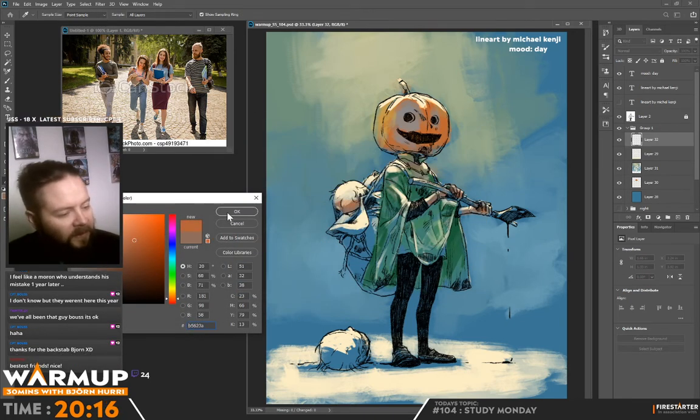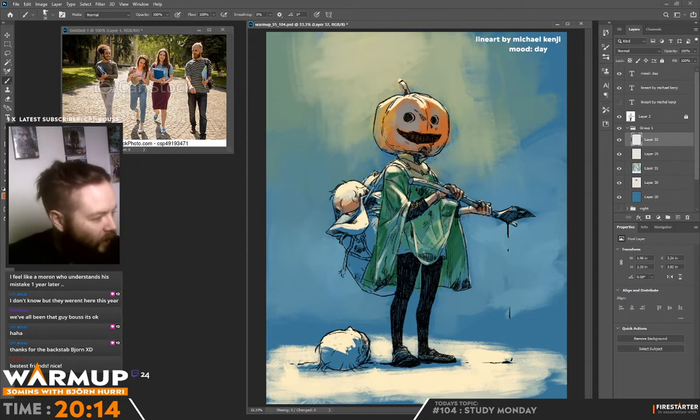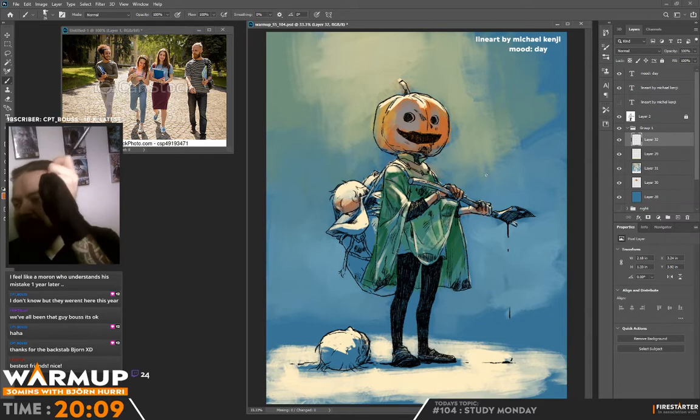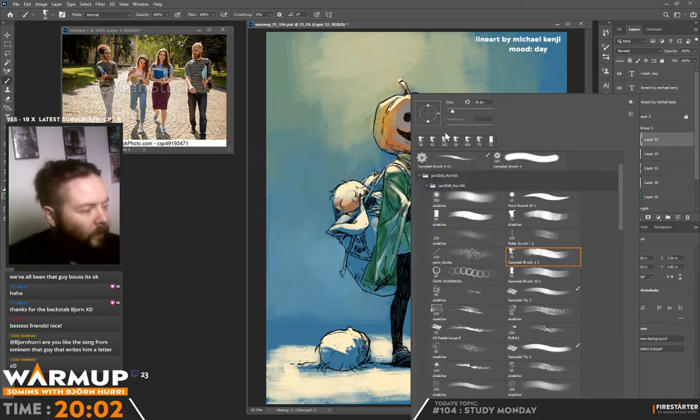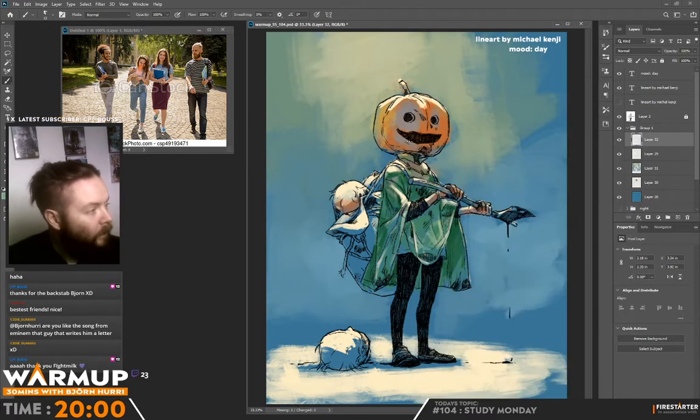It's so interesting, the things that happen with saturation and color if you look at the ref. This ref, by the way, isn't available if you type apostrophe ref. You will only get the line art by Michael Kenji.